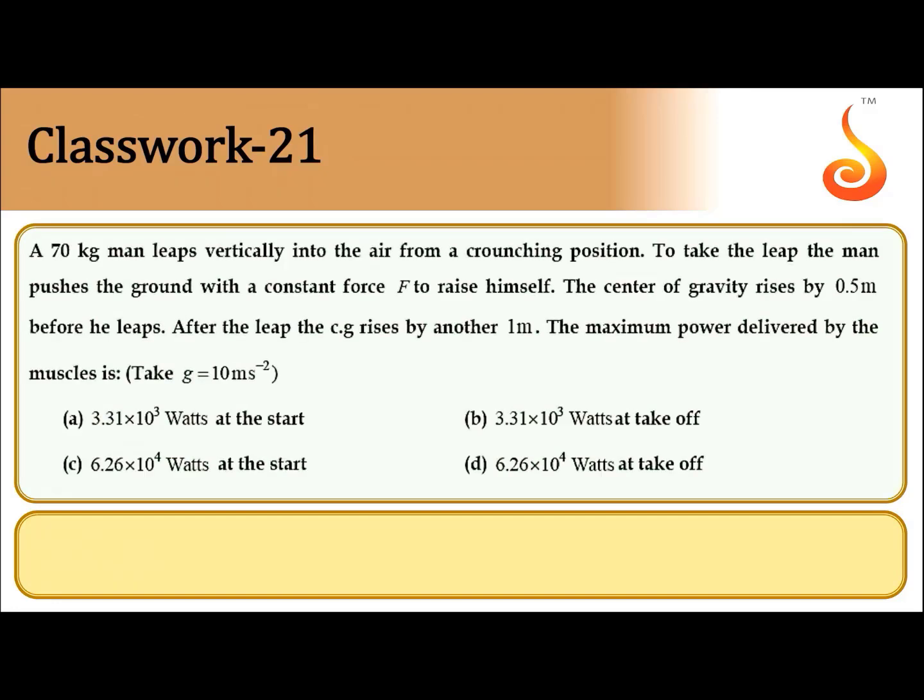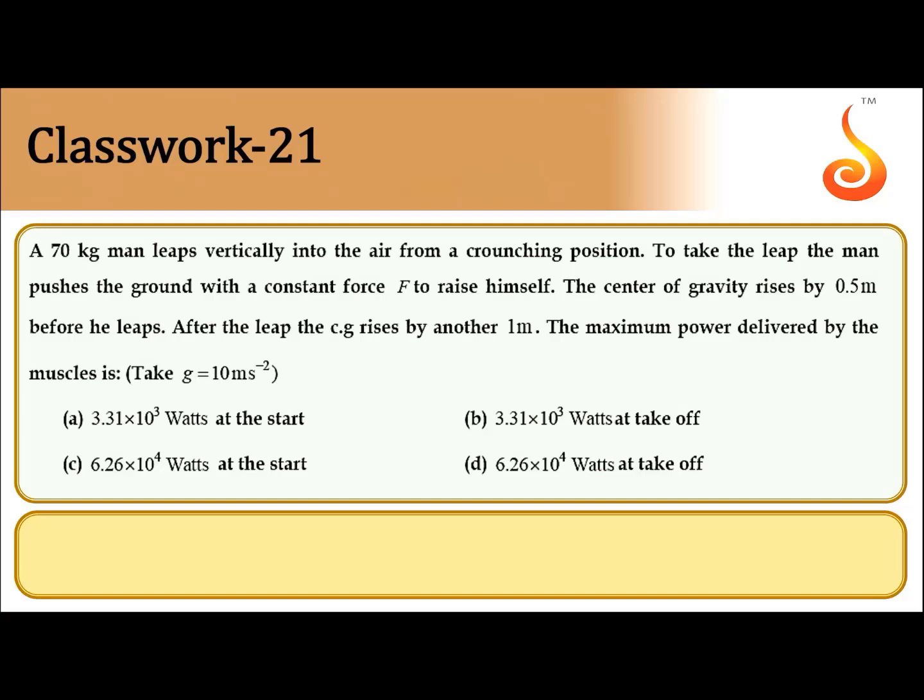Next one. A 70 kg man leaps vertically into the air from a crouching position. To take the leap, the man pushes the ground with a constant force F to raise himself. The center of gravity rises by 0.5 meter before he leaps. After the leap, the center of gravity rises by another 1 meter. The maximum power delivered by the muscles is.